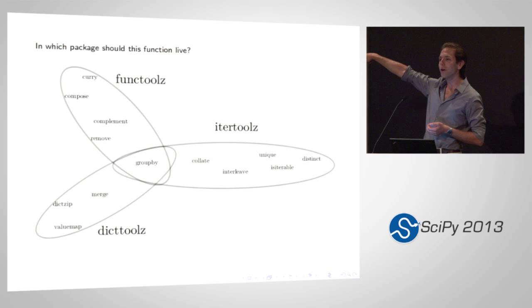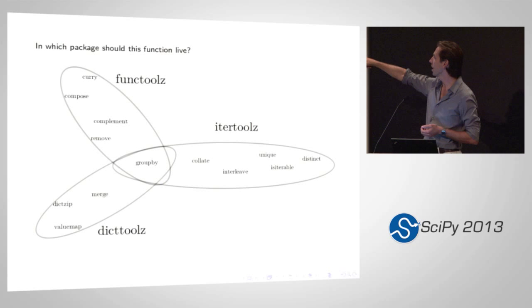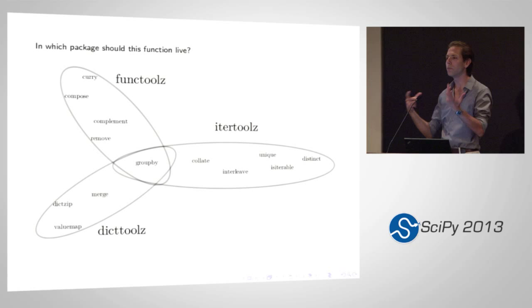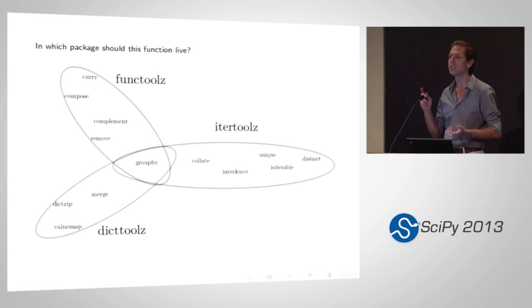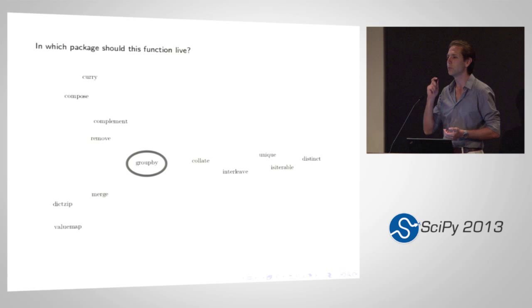But group by is also a higher order function. Maybe it's like functools, or maybe it's like dicttools. Which one should I put it in? Well, that actually makes sense. I can't put it in all three. I'd have to choose the intersection of the three. So group by needs to live on its own because it's just that cool.